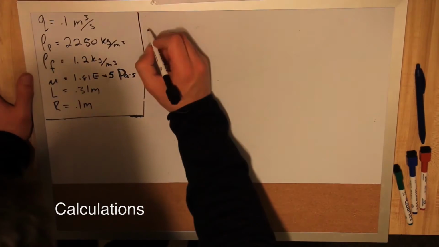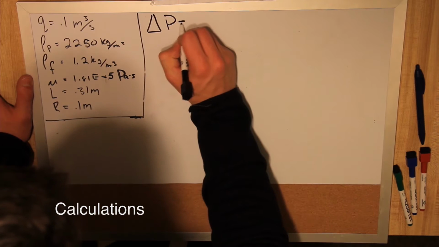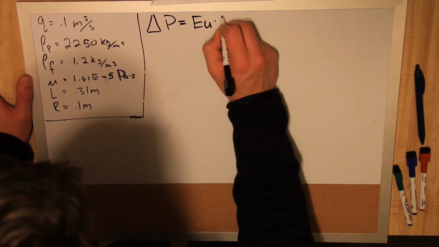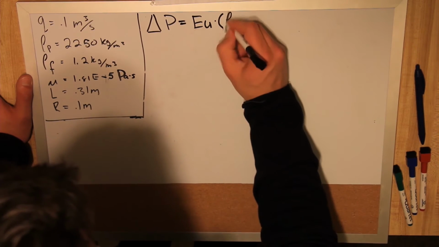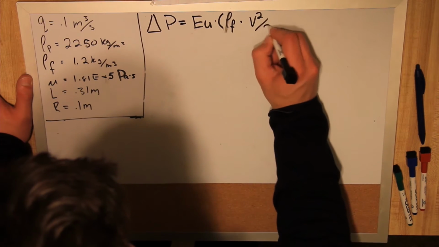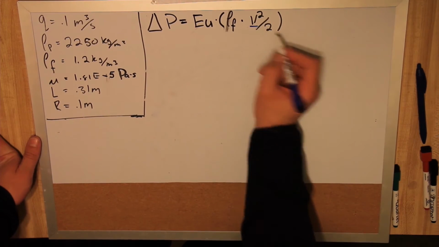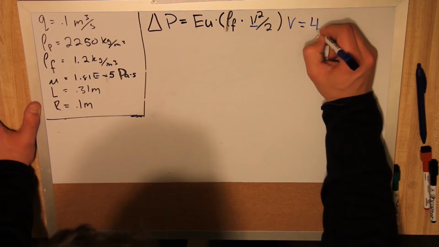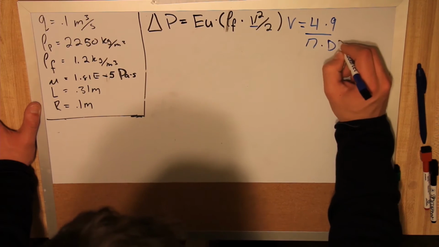Okay, so for our project, the main thing we had to calculate was the pressure drop, which is equal to the Euler's number times the fluid density times the velocity squared over 2. The easiest variable to solve is v. For v, all it is is 4 times the flow rate over pi times the diameter squared.